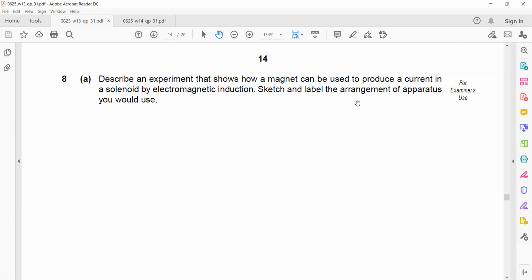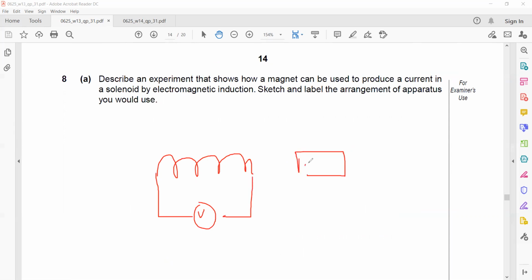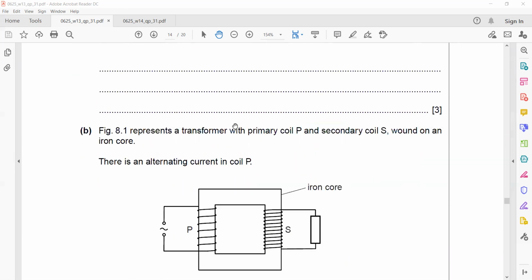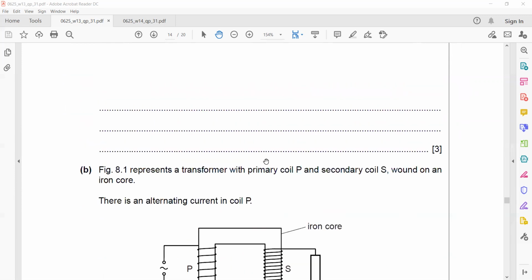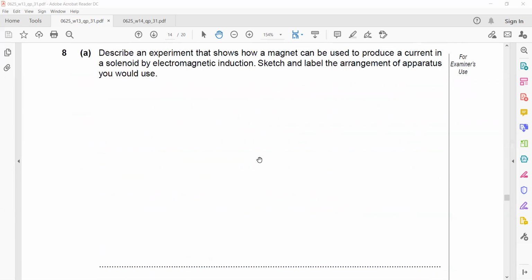Describe an experiment to show how a magnet can be used to produce a current in a solenoid. Again, the same question. So you will have a solenoid, a zero center voltmeter or ammeter, and a magnet. And it should be labeled. So you should label them: magnet, coil, voltmeter or ammeter. And you have to describe the experiment by moving the magnet towards or away. There is a change in magnetic field which induces EMF.